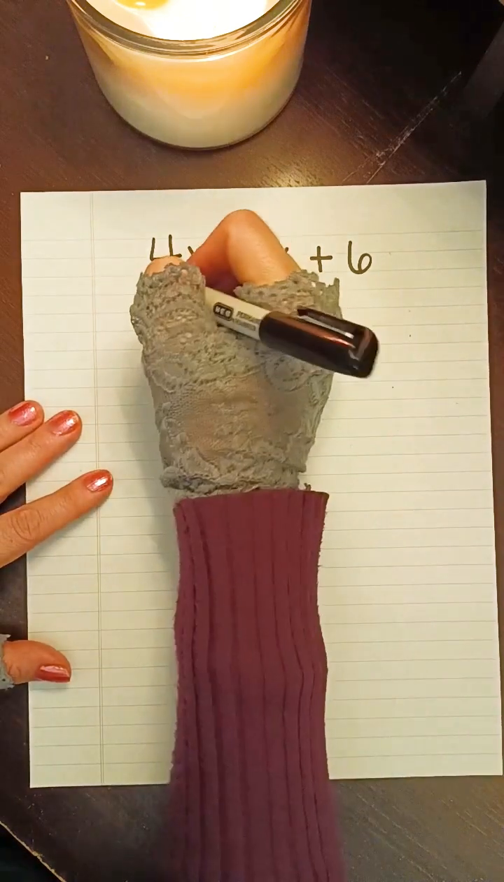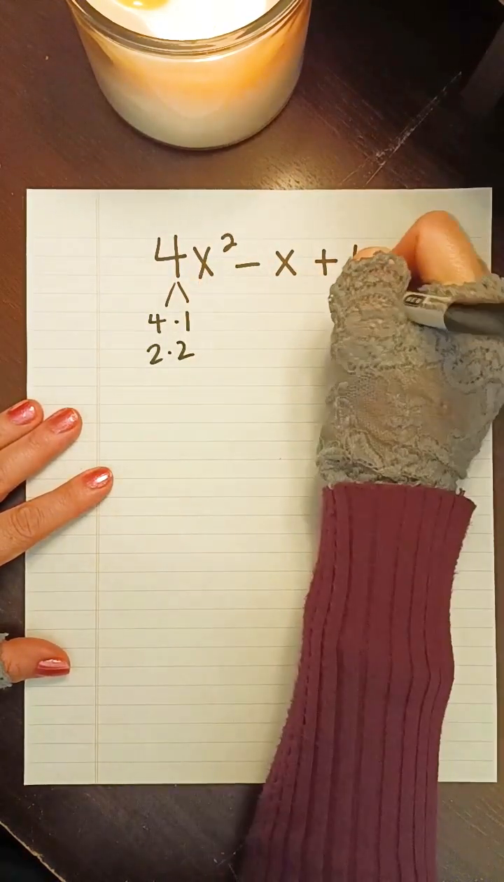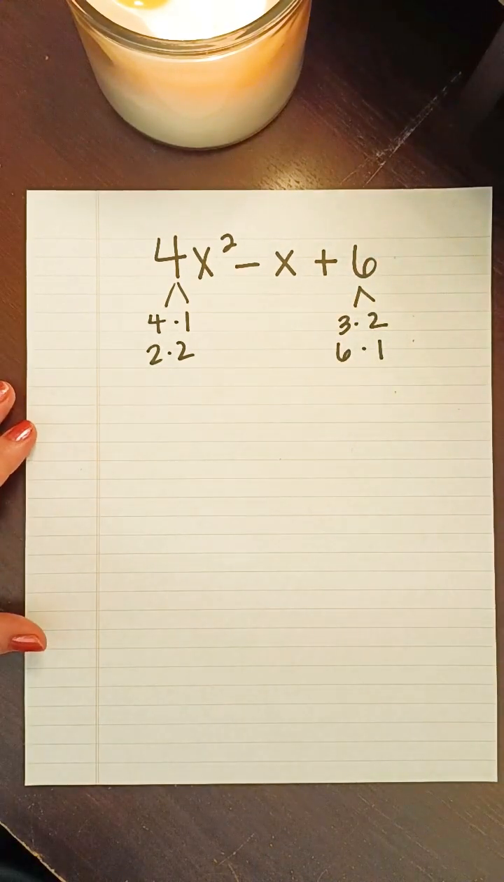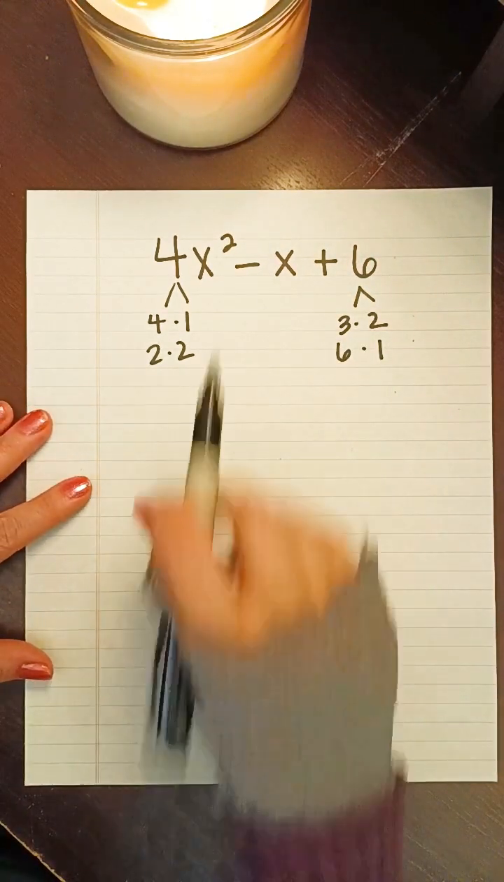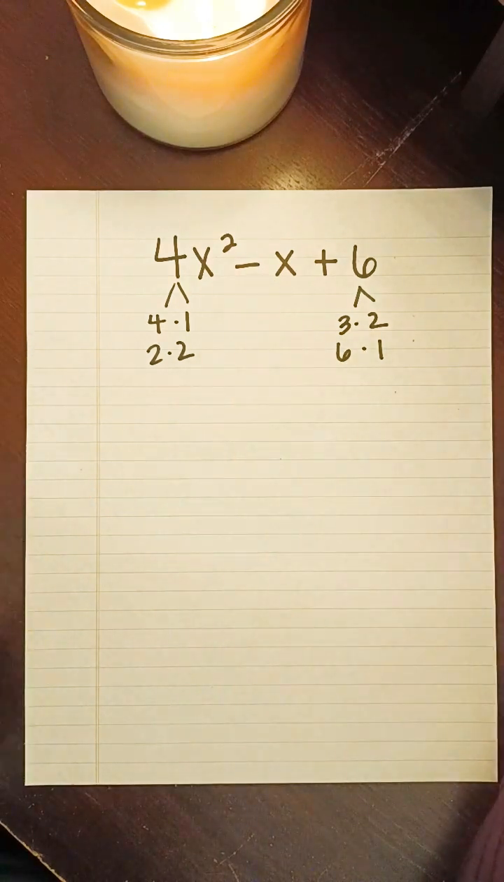All right, let's try this one. 4 times 1, and 2 times 2, 3 times 2, 6 times 1. Okay, so I need to get a 1. I know the coefficient is really negative 1, but at this point in time, I just think of everything as positive until the last step, again, like I've said before. So I need to get a 1.